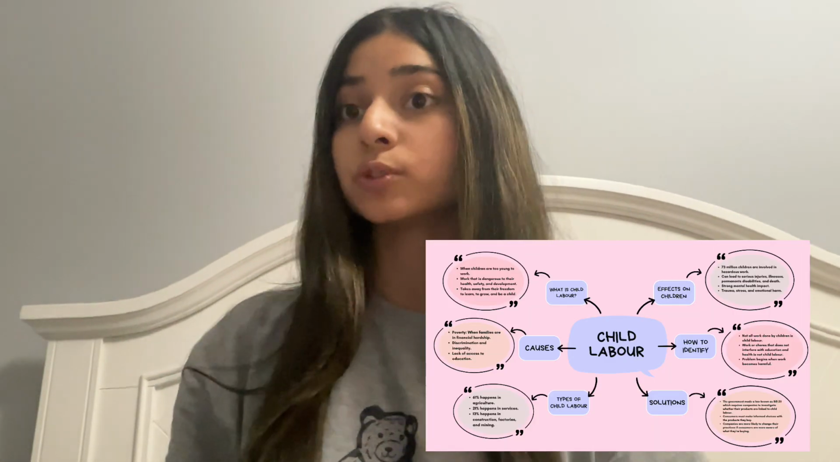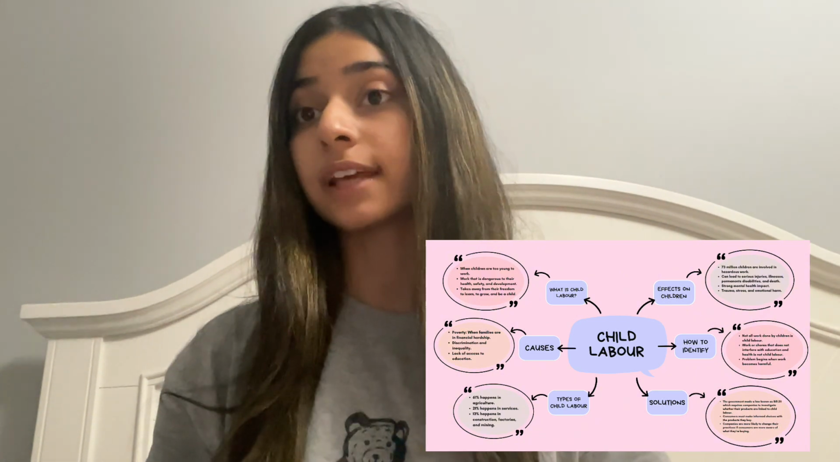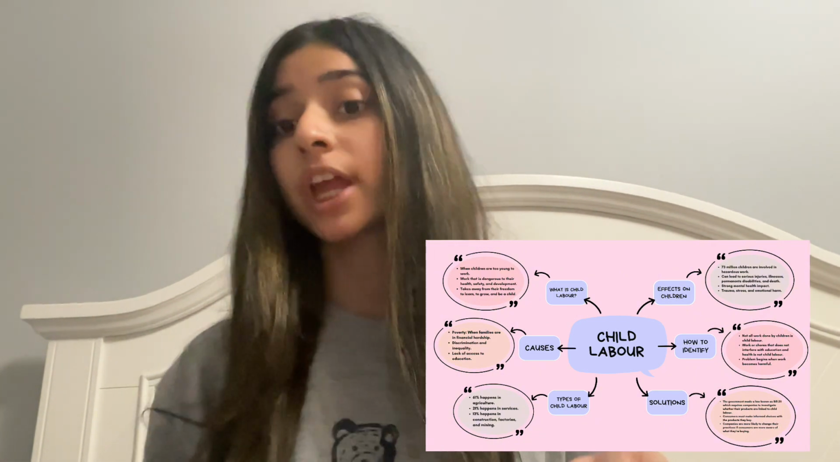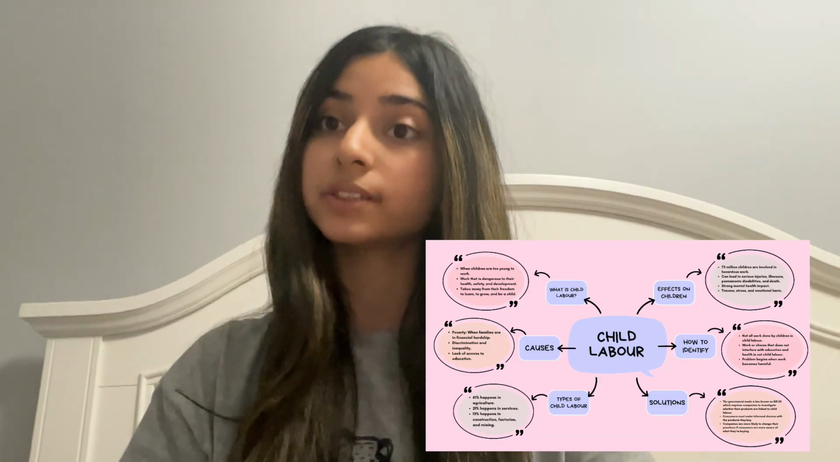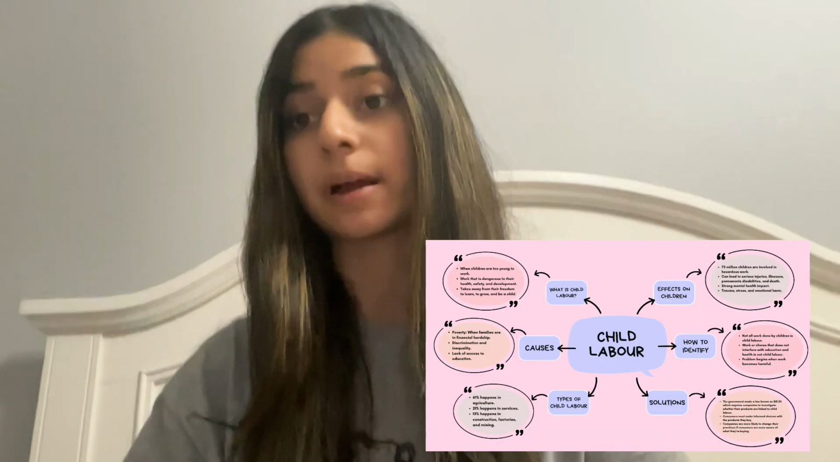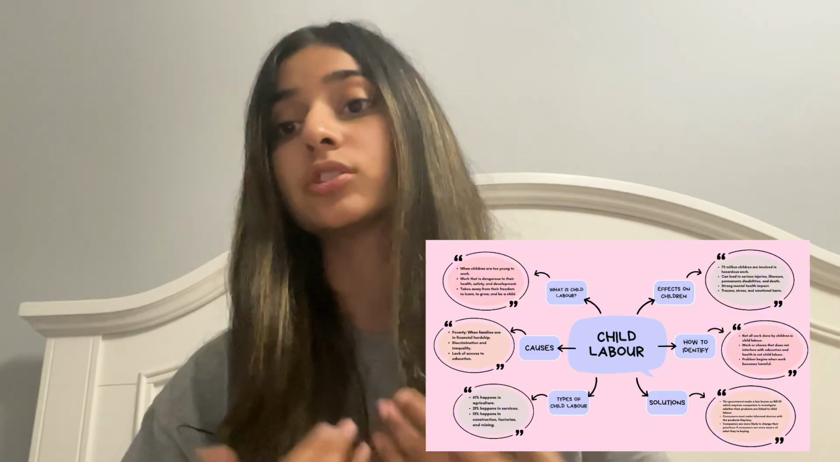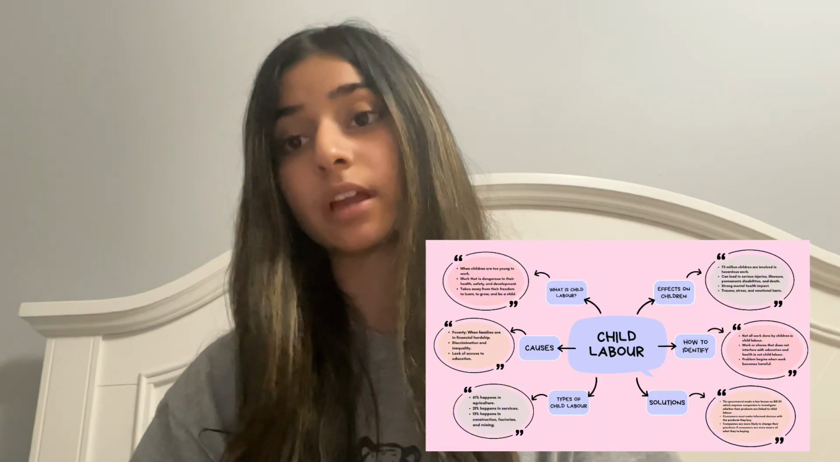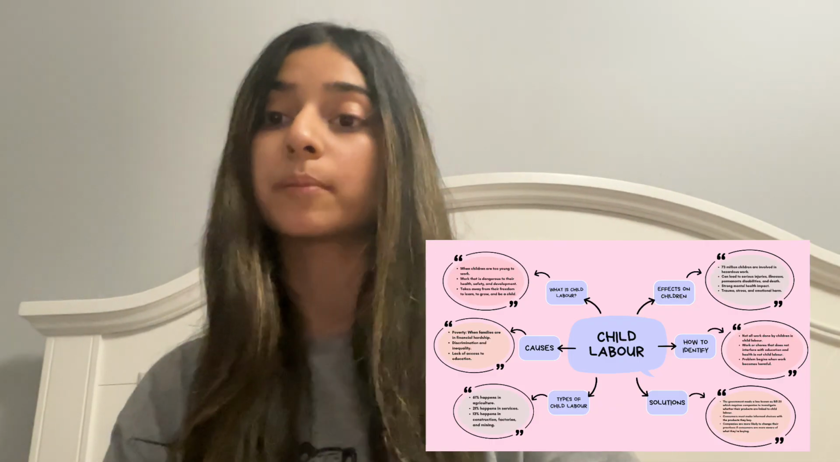This leads me to my final question and the last part of my mind map, which is what can actually be done to change child labor? It's important to understand that child labor isn't just a problem for individual families. It's also connected to global systems, governments, and even products that we buy every day. One major approach is government action.